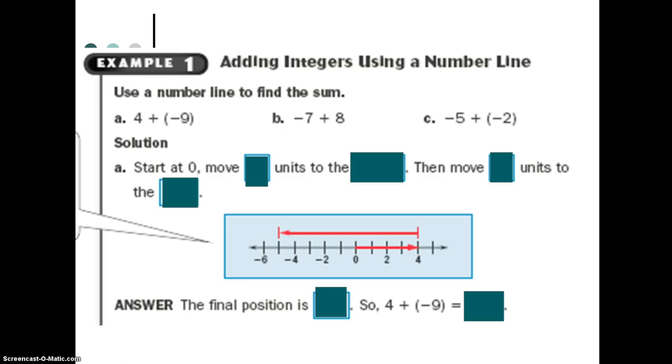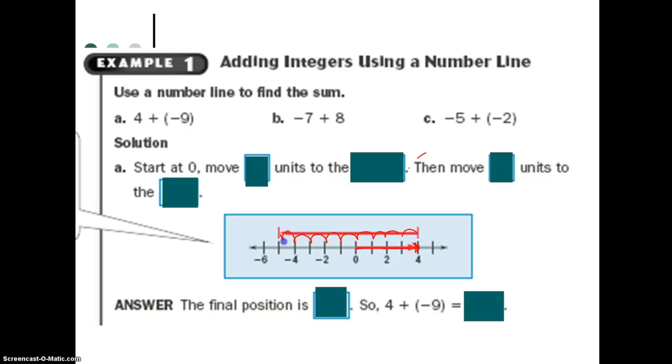Example 1. Using a number line to find the sum. 4 plus negative 9. You always want to start at 0, and from 0, you can move positive 4, which is to the right. Now that you add positive 4, add negative 9. So 1, 2, 3, 4, 5, 6, 7, 8, 9.